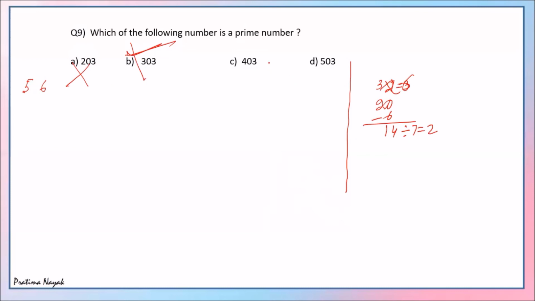Then we'll go for 403 and 503. So is 403 divisible by 7 or not, let us check. 403: 3 twos are 6. 40 minus 6 is 34. So it is not divisible by 7. Similarly, 503: 50 minus 6 is 44. It is not divisible by 7.